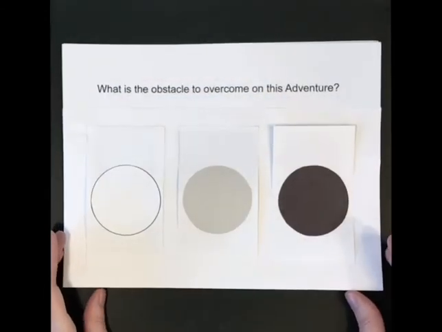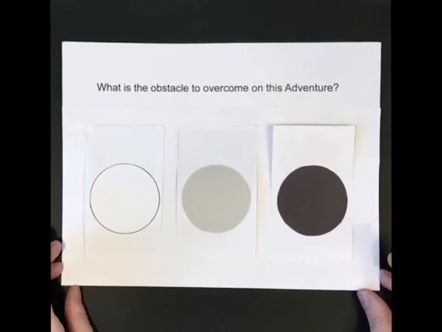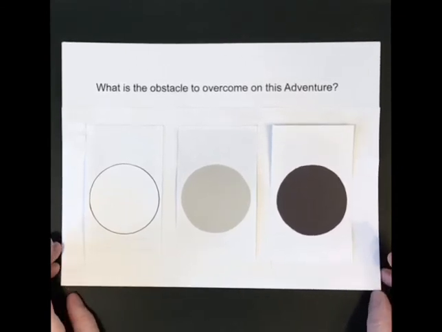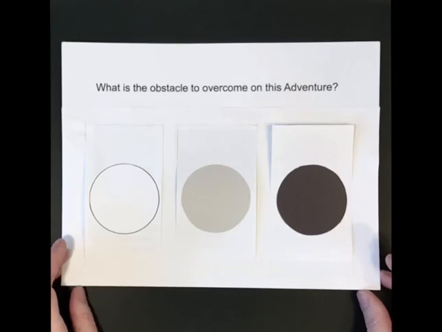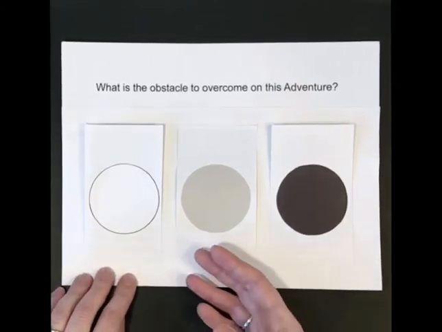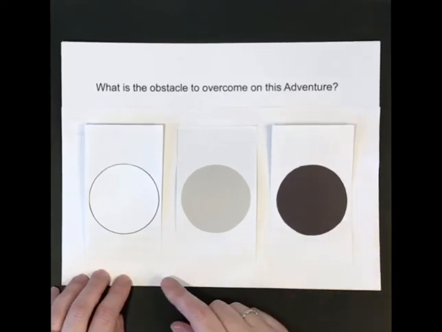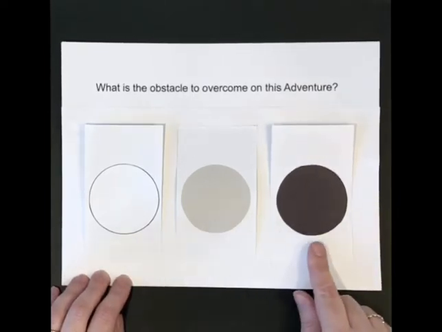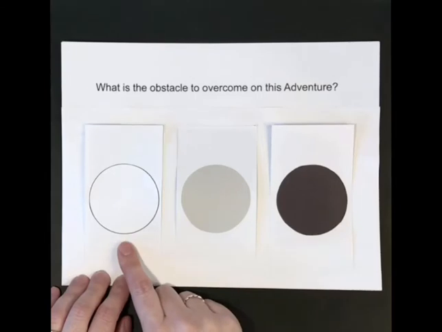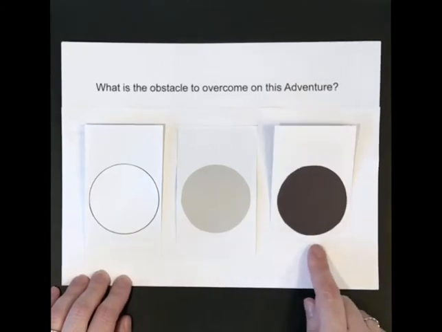Not all adventures go according to plan. Something can get in the way. What is the obstacle to overcome on this adventure? Here we have values. Values of color show if they're light or dark. Here we have white, gray, and black.